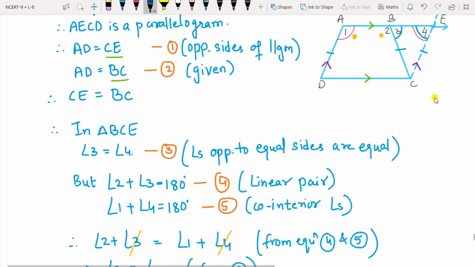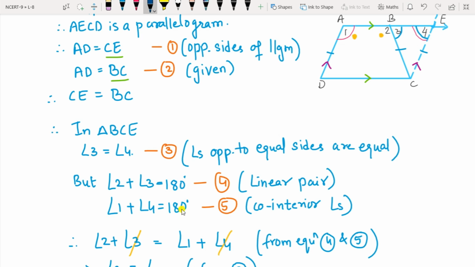Now consider this triangle BCE. Now since these two sides are equal, therefore angle 3 will be equal to angle 4. As you know, for an isosceles triangle, angles opposite to equal sides are equal. Therefore 3 will be equal to 4. But you can see here 2 and 3 are a linear pair, so 2 plus 3 is equal to 180 degrees. But 1 and 4 here are co-interior angles, okay, so that is also equal to 180 degrees. That is your equation 5.